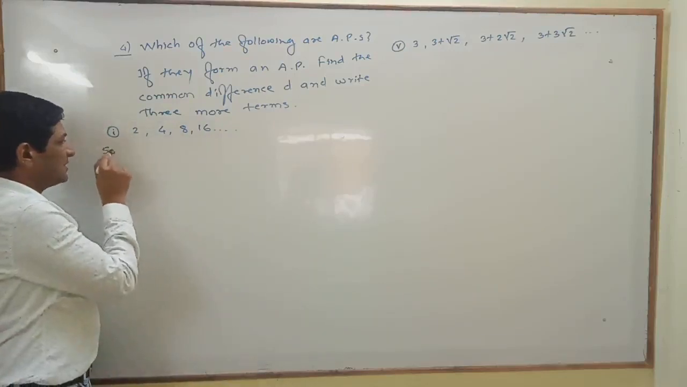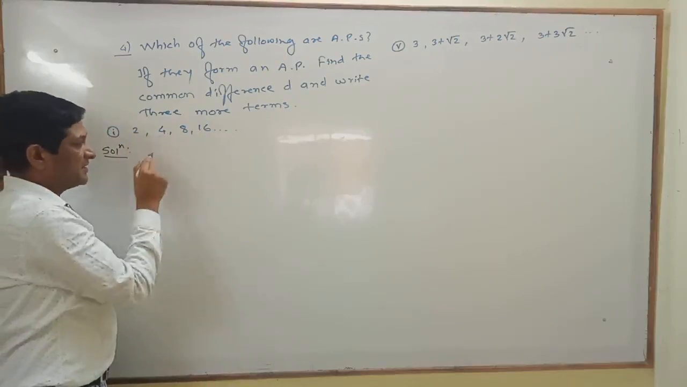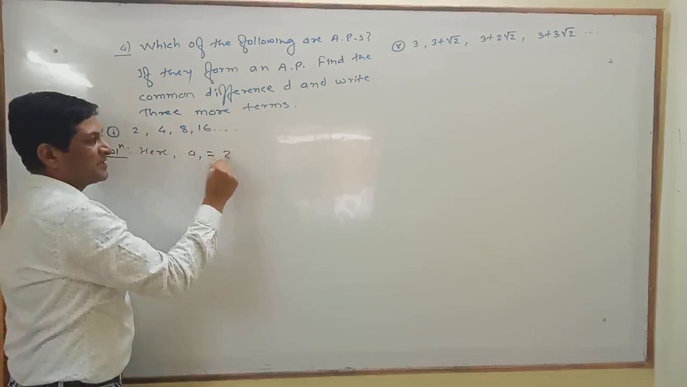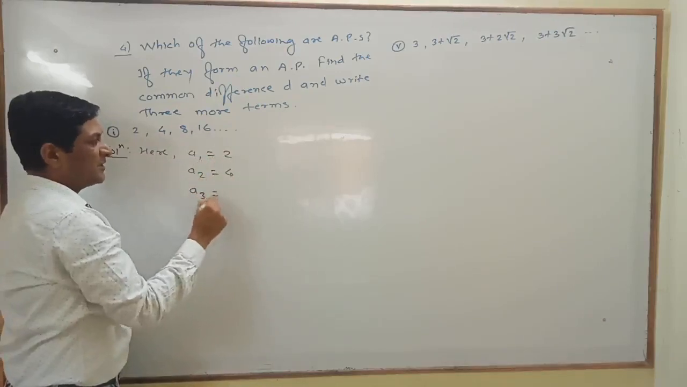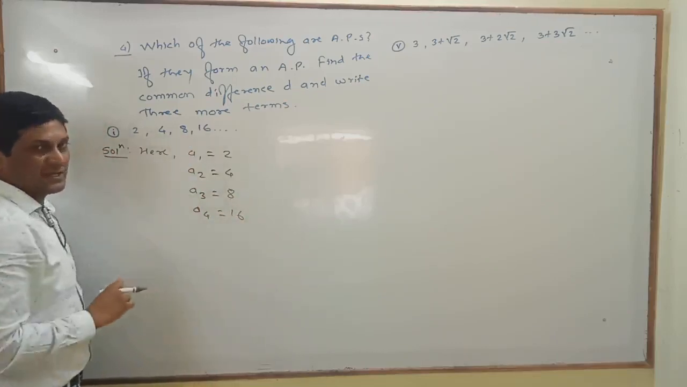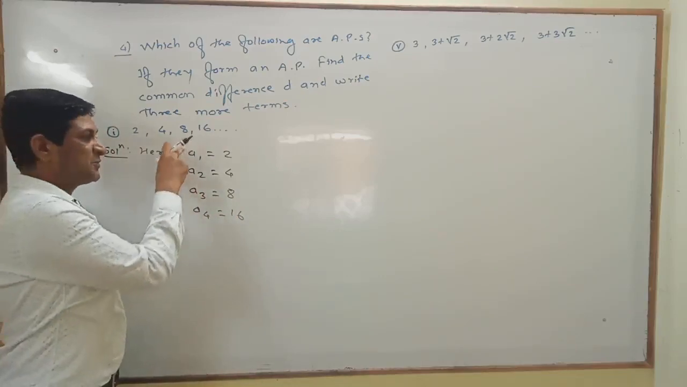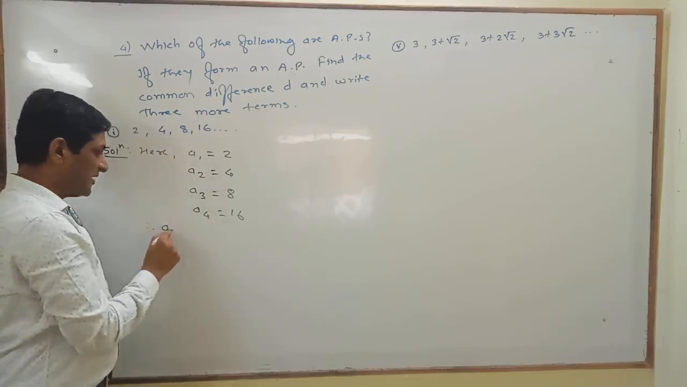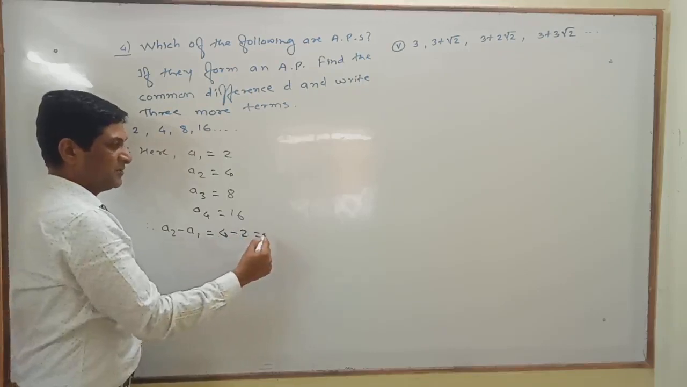So this time the given 4 numbers are written here. Here the first term, let us denote it by A1. A1 is equal to 2, A2 is equal to 4, A3 is equal to 8 and A4 is equal to 16. So 4 terms are given to us. Now we are finding the difference of any term from its previous term. First find the difference of the second term from its previous term. So A2 minus A1 is equal to 4 minus 2, which is equal to 2.